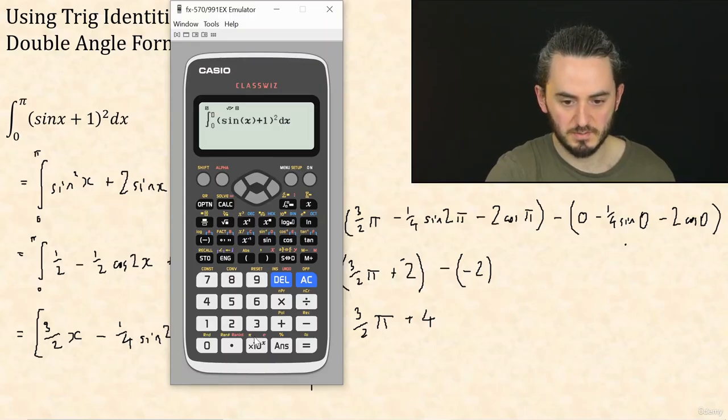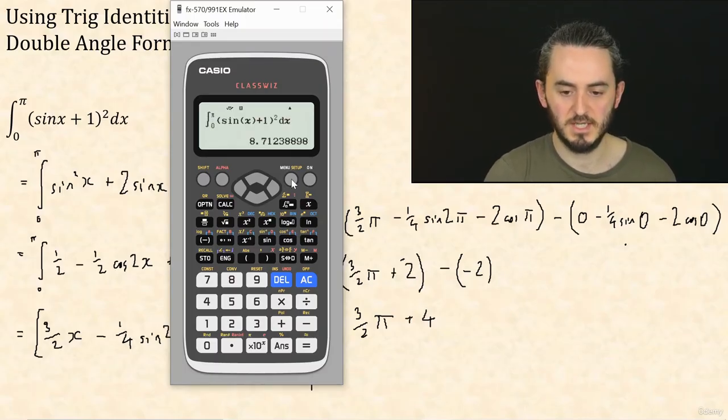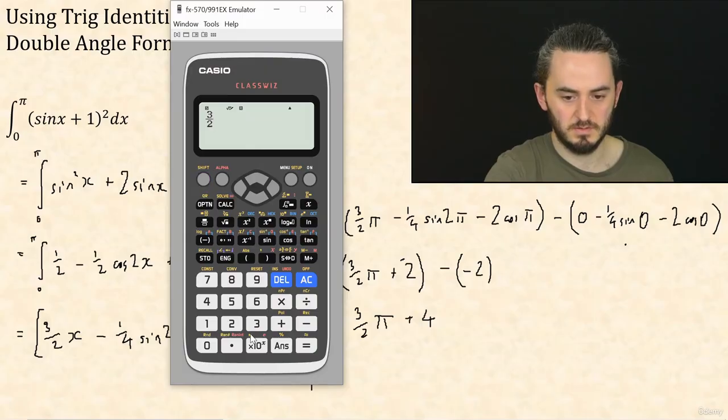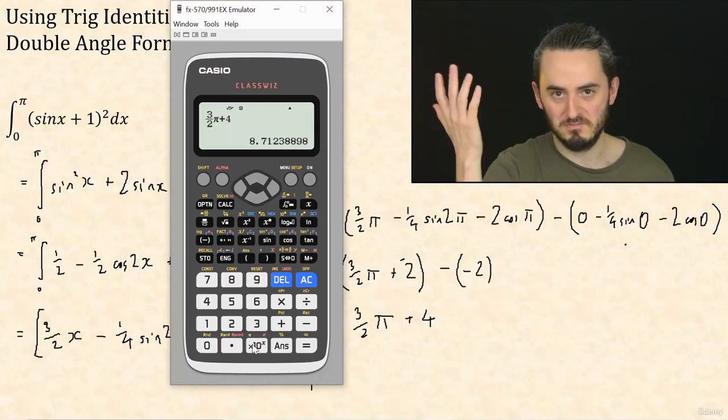And now I just noticed that my calculator is currently in degrees mode, so all calculus with trig has to be in radians. So shift, setup, angle units, and make that radians. And now see what I get. So the calculator has a think about it and tells me the answer is 8.71. Okay, well, I got 3 over 2 pi plus 4. Are they the same? Well, let's see what we get when we have 3 over 2 pi plus 4. Is it 8.71? Yes, it is. Okay, so we were right.